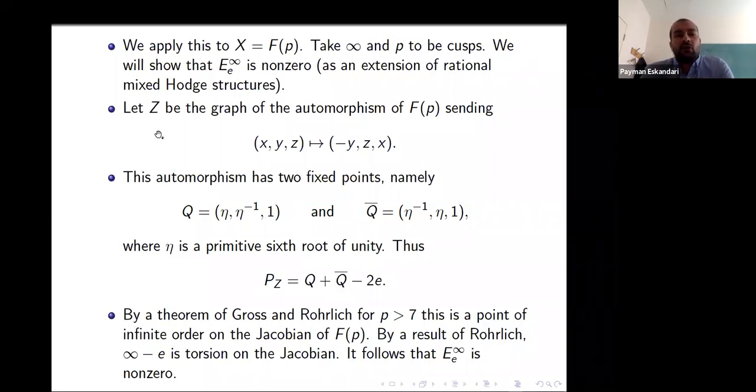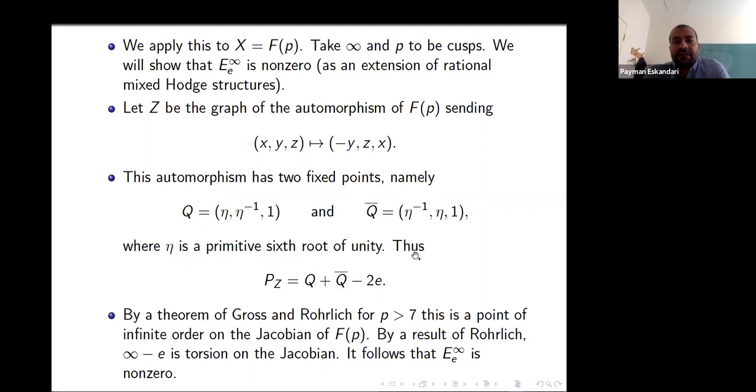Now, what you're going to take as Z is the graph of the automorphism of FP, this automorphism. This automorphism has two fixed points. A little calculation will show that the fixed points are these two, where eta is a primitive sixth root of unity.